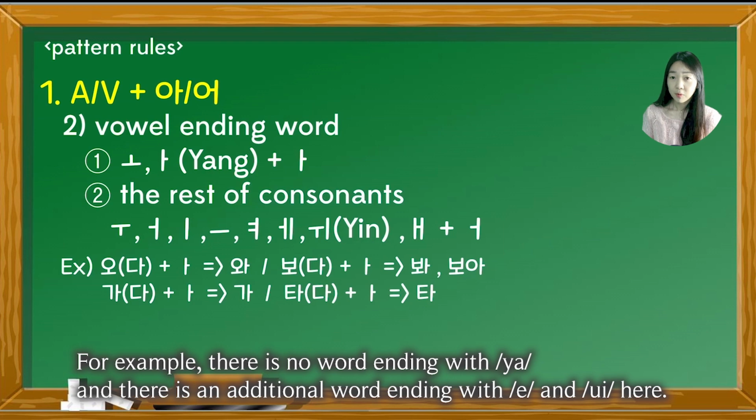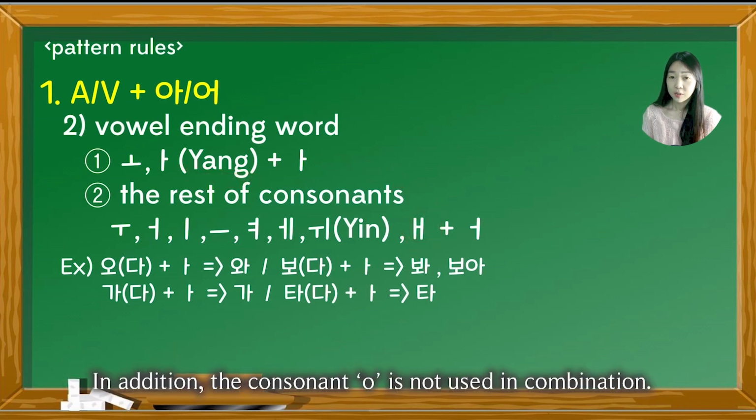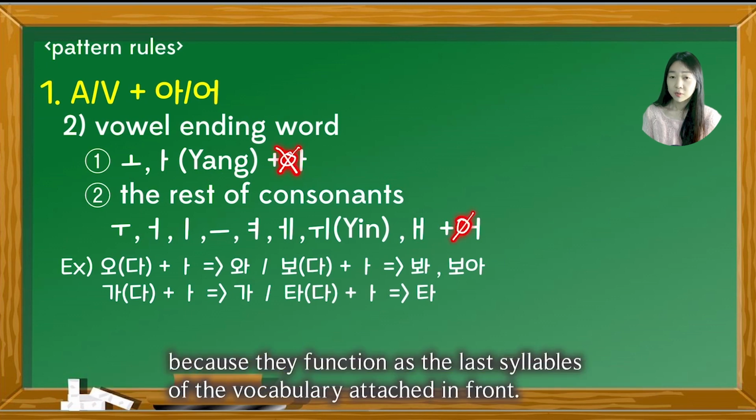For example, there is no word ending with ya, and there is an additional word ending with e. And here there is one more vowel e, which doesn't go with a positive vowel after it, as an exception. In addition, the consonant iung is not used in combination because they function as the last syllables of the vocabulary attached in front.